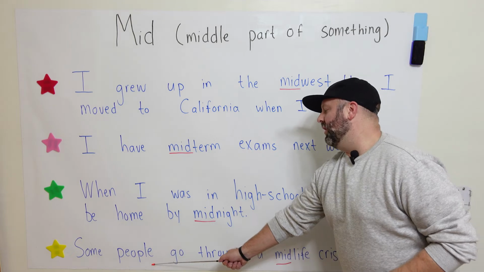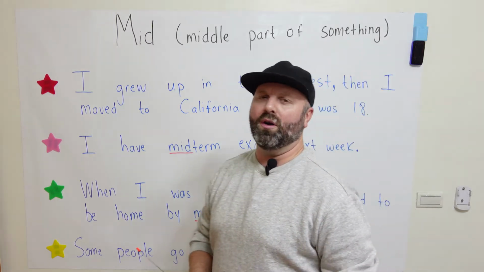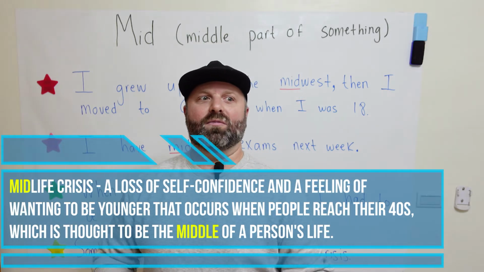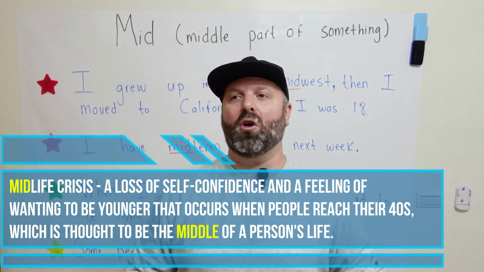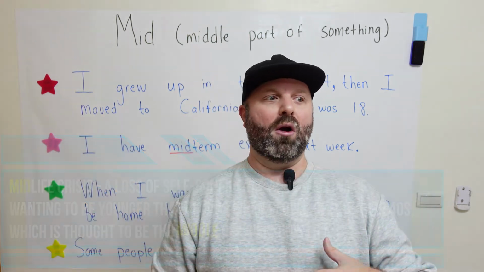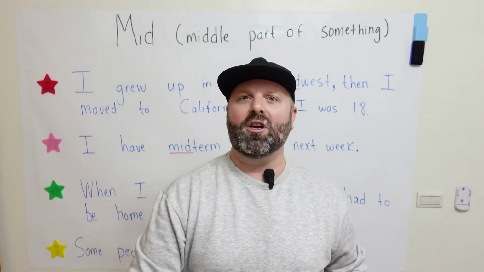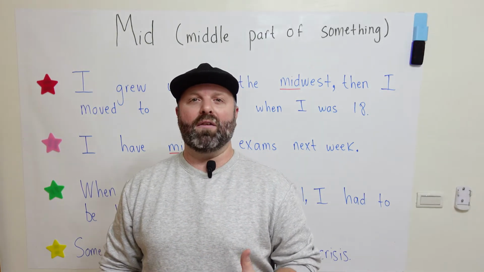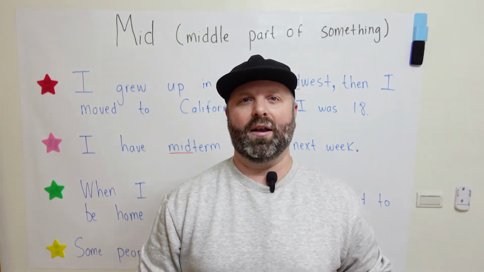And the last example, some people go through a midlife crisis. Well, teacher Joel, what is a midlife crisis? As people get older, they feel nervous about getting older and they want to feel young again. People usually in their 40s or 50s will go out and buy a crazy new sports car, or dress like a really young person, or change their appearance. They'll make some big changes to their life because they're going through a midlife crisis and they don't feel comfortable with getting older. They want to be young again, okay?